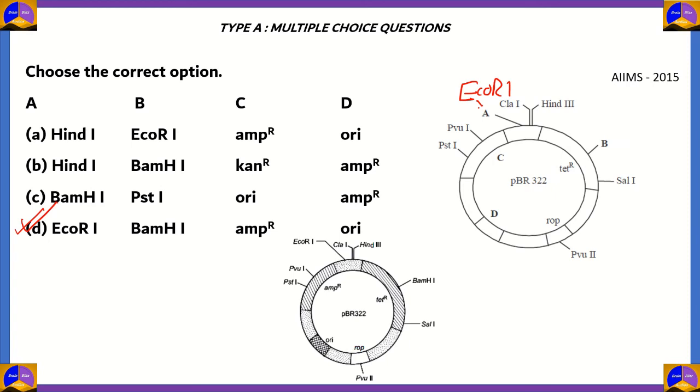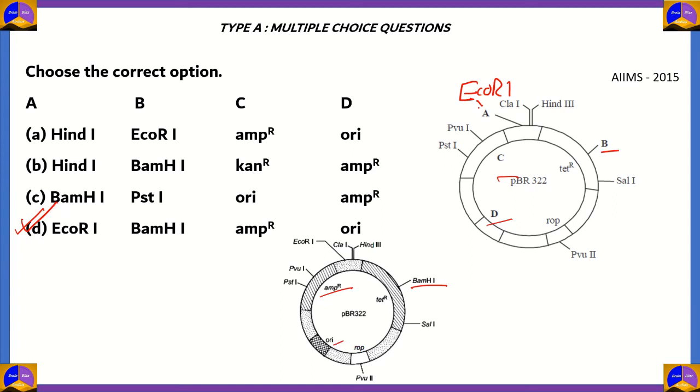So this is what you can do. You can use elimination in order to get to the correct answer. And similarly, if you look at B, the corresponding enzyme here is BAMH1. If you look at C, it is ampicillin resistant gene, and D stands for the ORI, or origin of replication.